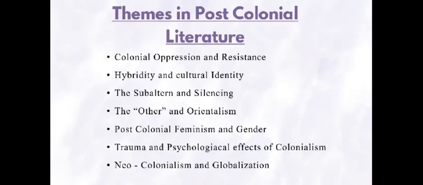Coming to the next section, The Subaltern and Silencing. The subaltern, the oppressed groups, especially women, peasants and indigenous peoples, are often denied a voice in history and literature.